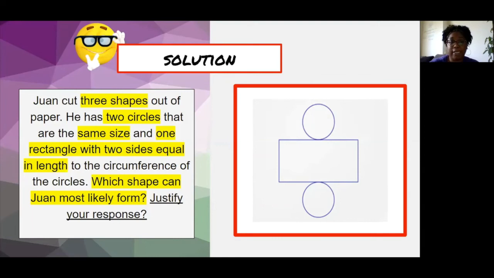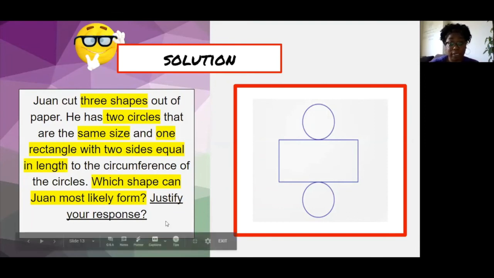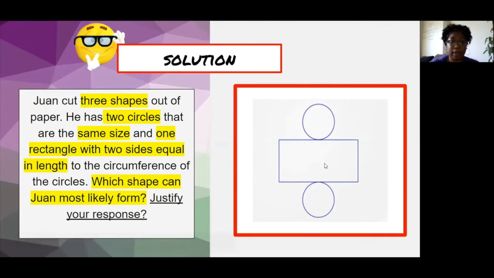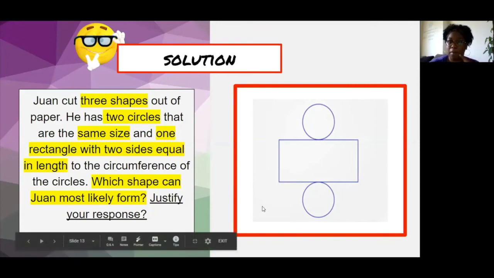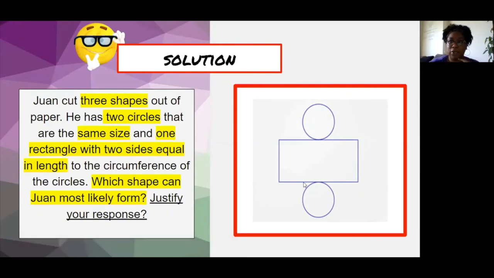First I highlighted 3 shapes because in my head, I know that I have to start with 3 shapes. Out of those 3 shapes, 2 of them are circles of the same size. And then 1 shape is a rectangle with 2 sides equal in length. So I have to make sure I draw that properly. As you can see here, that's what I've done. 2 circles, and here's the rectangle. Which shape can Juan most likely form? Which shape is this? If you said cylinder, you are correct.